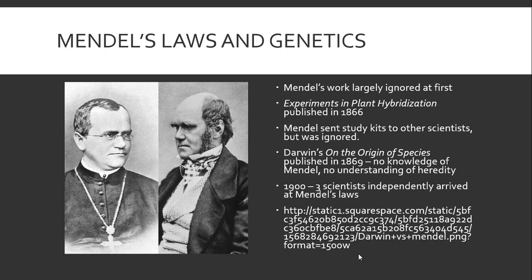And so in 1869, Darwin published On the Origin of Species, but he did not know about Mendel and he didn't understand heredity. And we'll get into that a little bit more when we get to evolution. So for about 34, 35 years, nobody really paid attention to Mendel's work. Then in 1900, 3 different scientists got the same results that Mendel did separately. They were working on different experiments, but they got the same outcome.